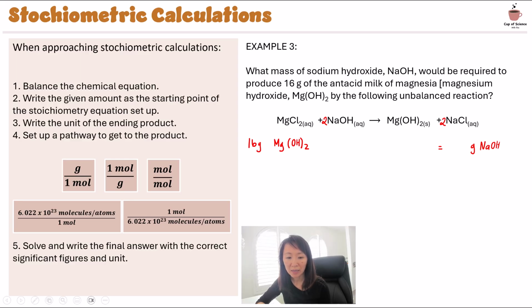To get into the between, number 4 is to set up a pathway to get to the product. So where is my pathway going to come from? It's going to come from these stepping stones to get to the ending. I could already see I need something involving grams. So I am going to utilize this one. Why? Because we have grams on the bottom, and over here we have grams on the top. Grams of what? Grams of the molar mass of magnesium hydroxide.